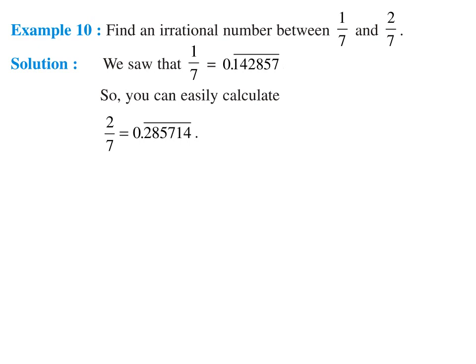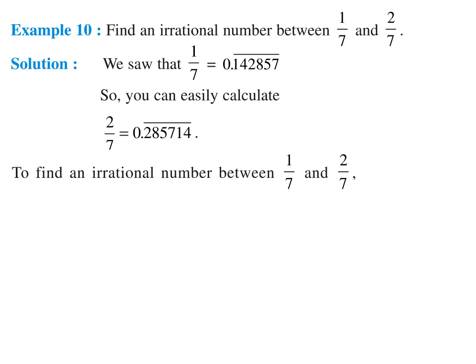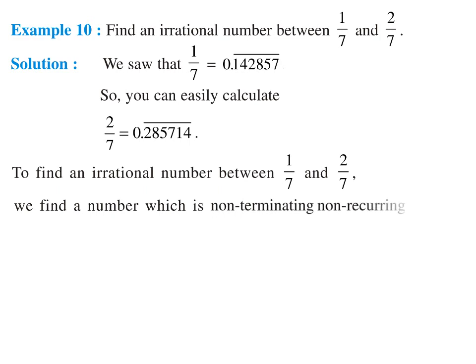So what do we have to do? Find an irrational number between these two rational numbers, 1 by 7 and 2 by 7. We have to find a number which is, first of all, non-terminating, non-recurring, and lies between 1 by 7 and 2 by 7. So it lies between these decimal expansions, and again you have to remember that it is non-terminating and non-recurring also.